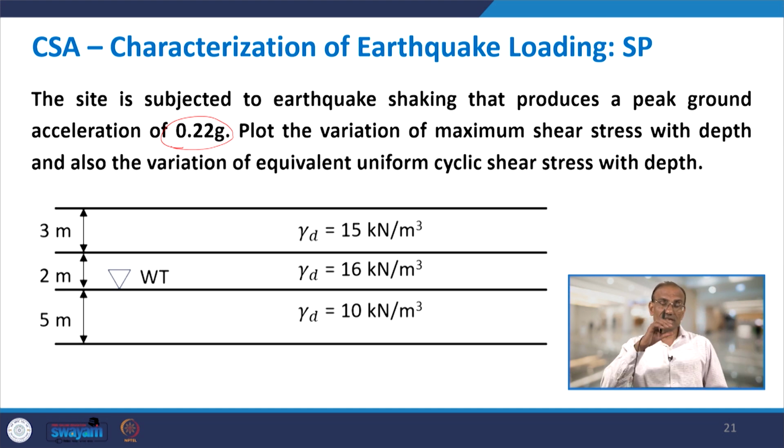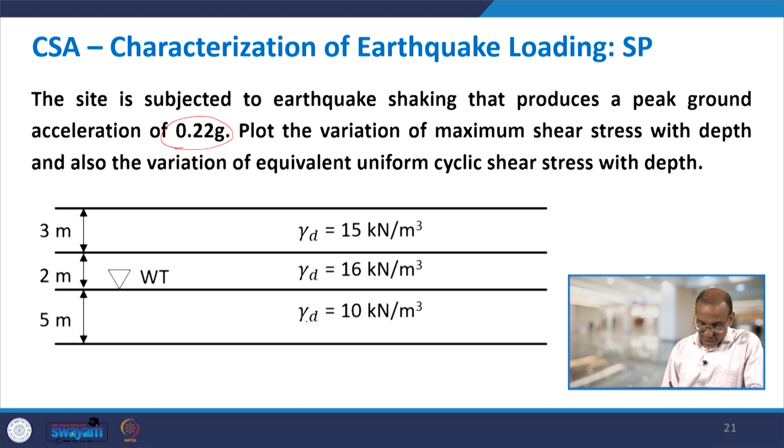What is happening? You have 3 layers of soil. The first layer is 3 meters at the top, then 2 meters and 5 meters. The water table is located at the top of the second layer, at the base of the second layer, at the top of the third layer, and the unit weight, that is dry unit weight, varies 15 to 16. Here it should not be dry, because once you have the water table, you assume it is saturated. This is hypothetical, because saturated would be a higher value, but it will not be dry because the water table is here.